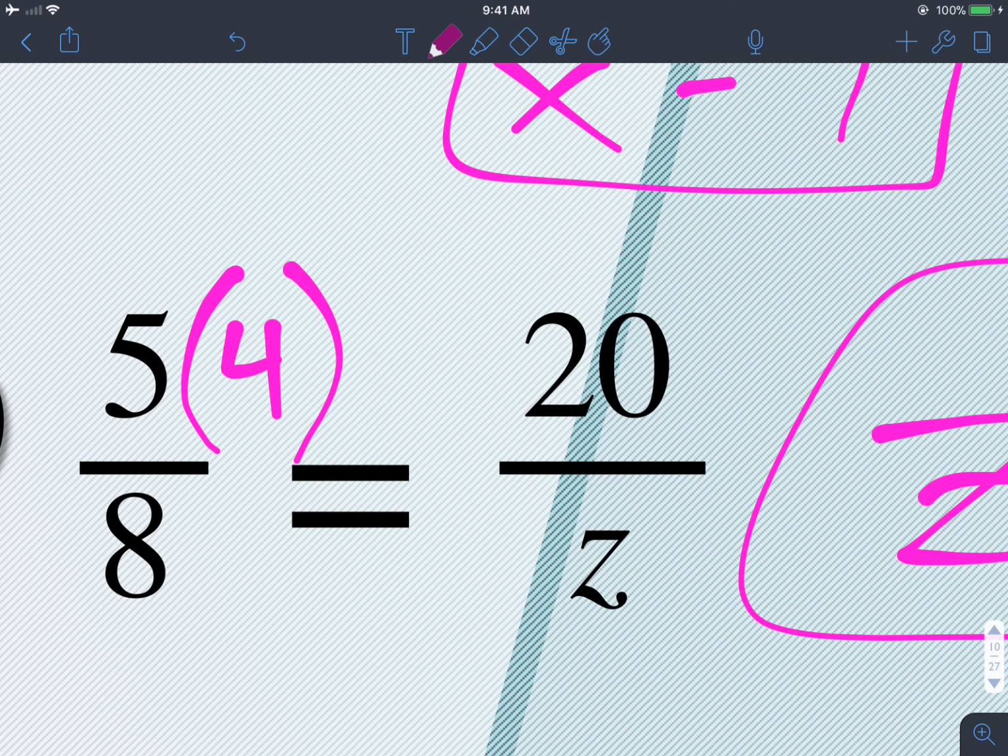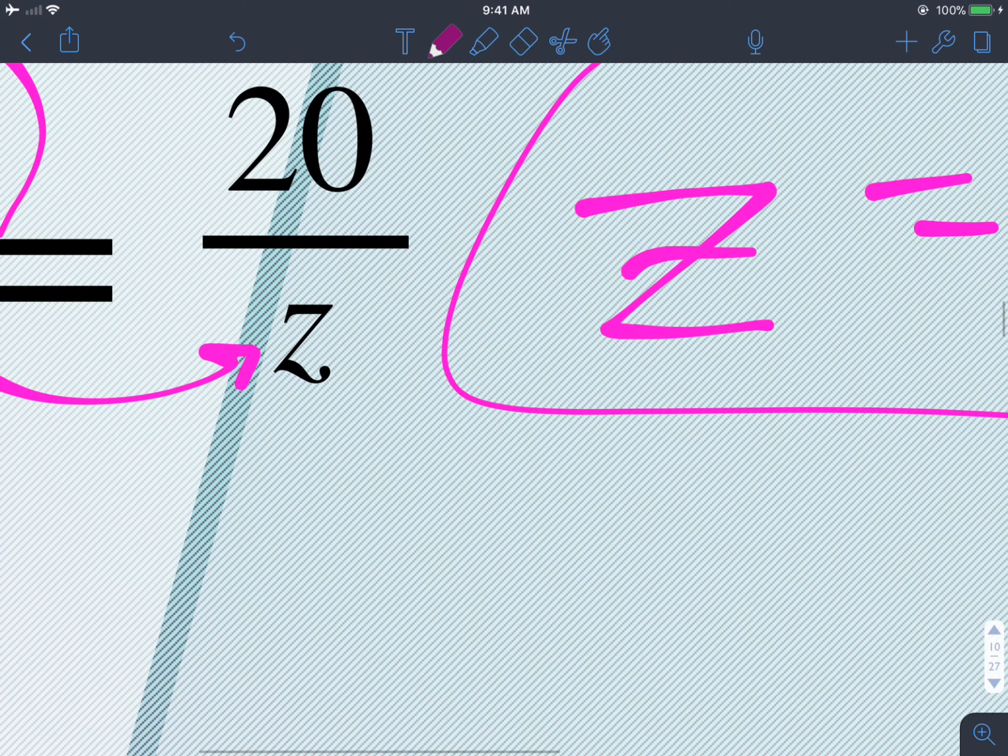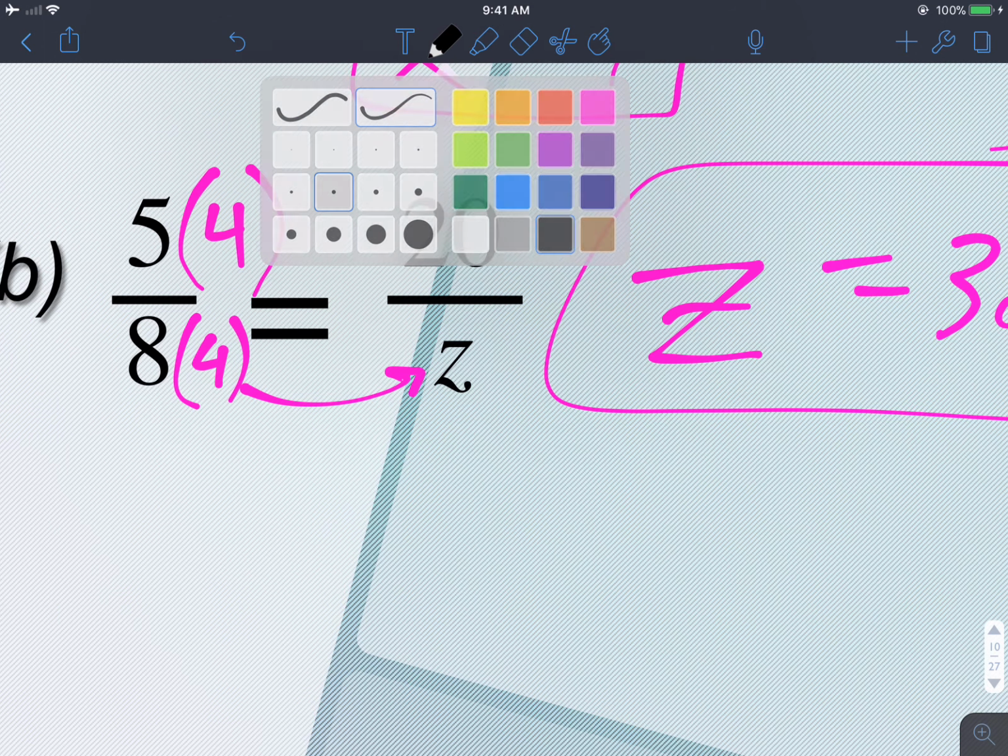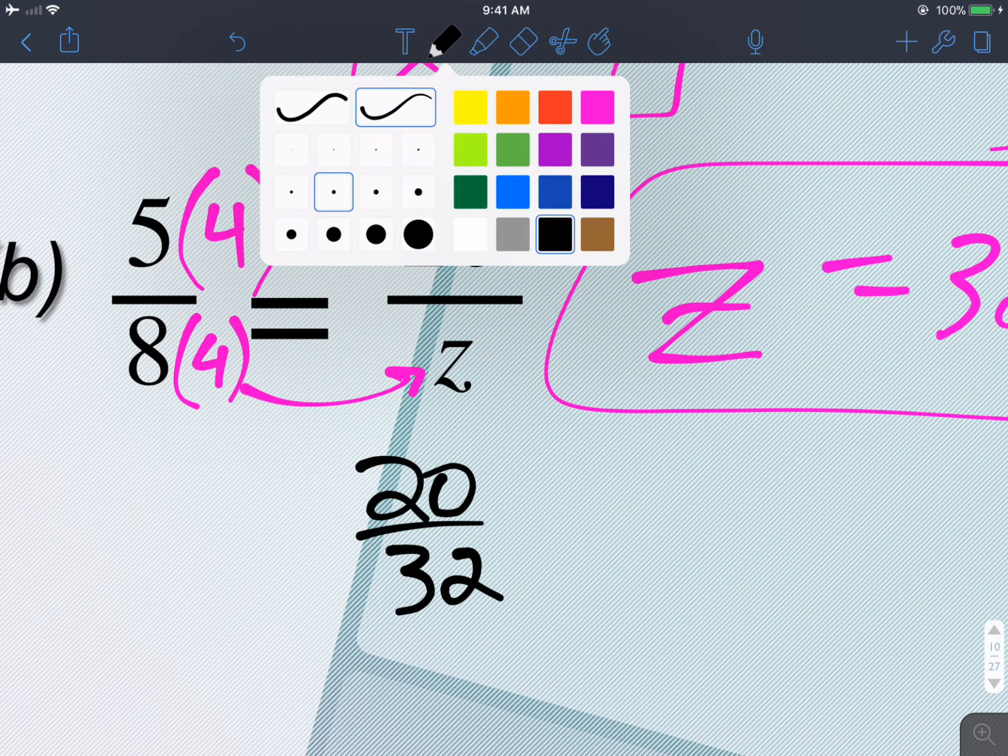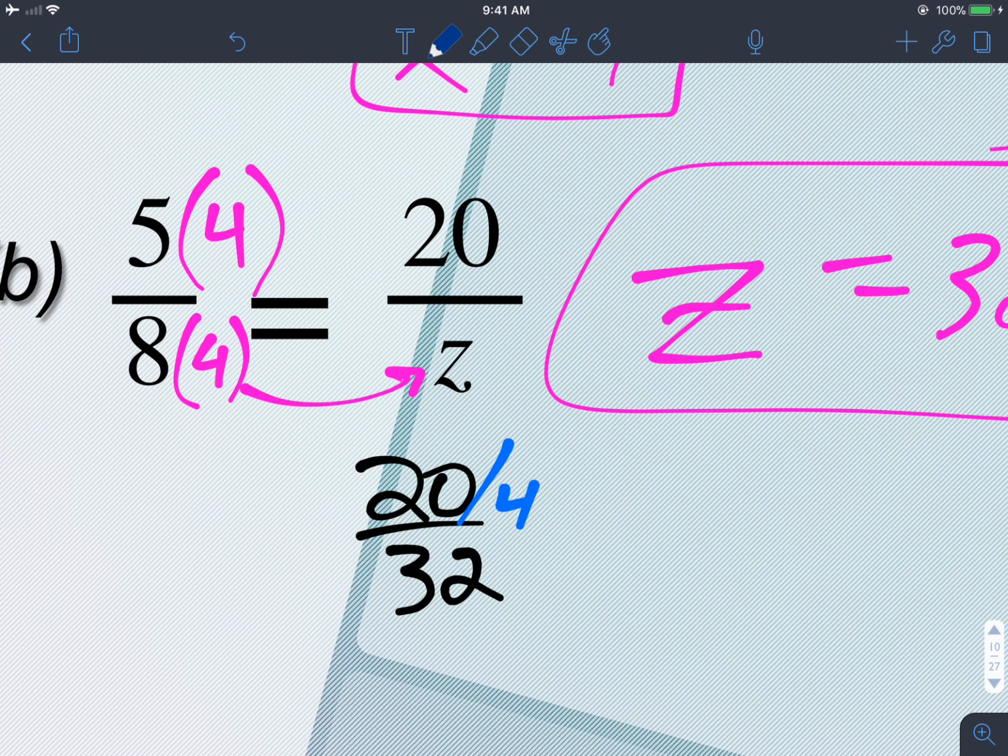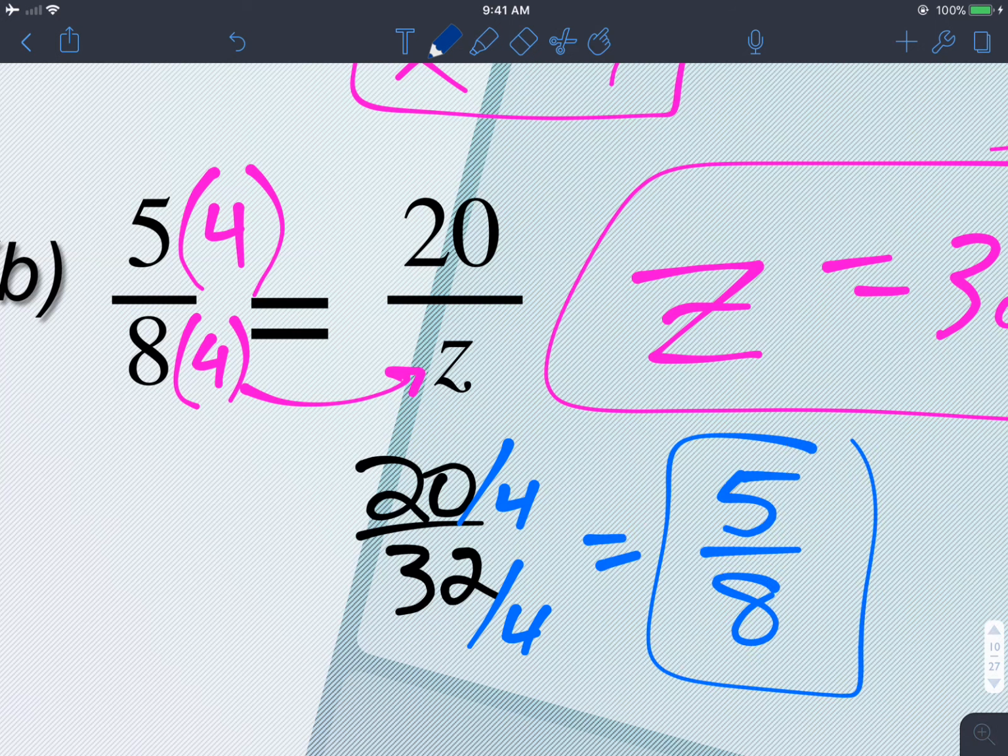So go back to your rule. What you do to the top, you have to do to the bottom. So then it's got to be 8 times 4 would give you 32. If you want to think of it backwards, well, 20 over 32, reduce it. I can reduce it by dividing by 4. Gets me back to the original.